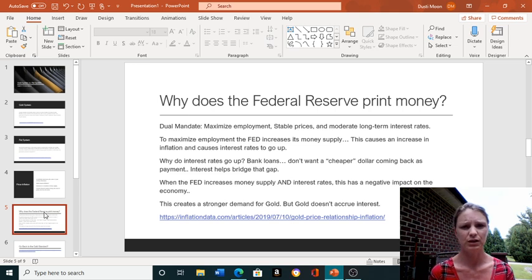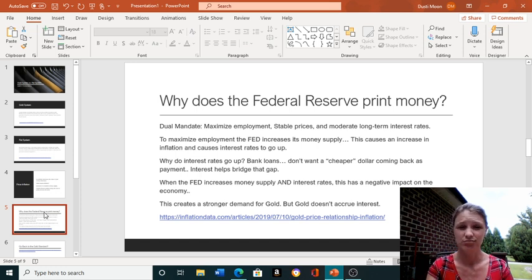So the Federal Reserve basically had 3 goals, and it was called their dual mandate, okay? And they still abide by this. And that is to maximize employment, maintain stable prices throughout the economy, and moderate long-term interest rates, okay? So to maximize employment, the Federal Reserve increases its money supply. That's how it maximizes employment, okay? This causes an increase in inflation and causes interest rates to go up, okay? So when you print a lot of money, there's your inflation. Now your dollar bill is not worth as much as it used to be, okay? So why do interest rates go up?